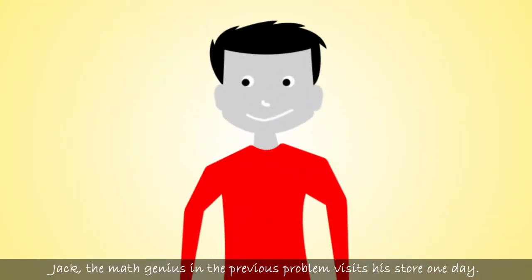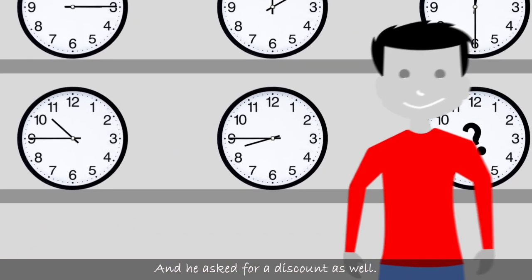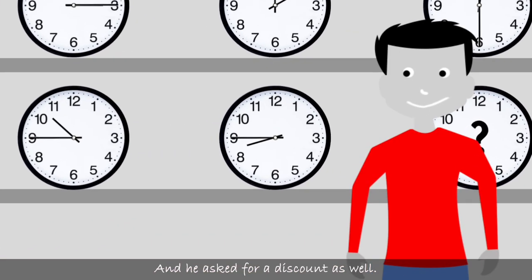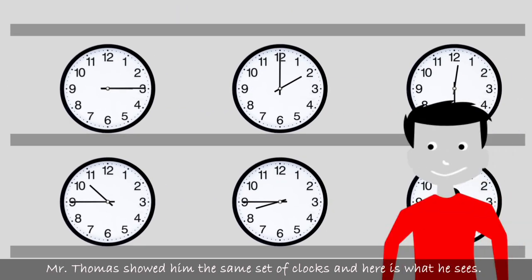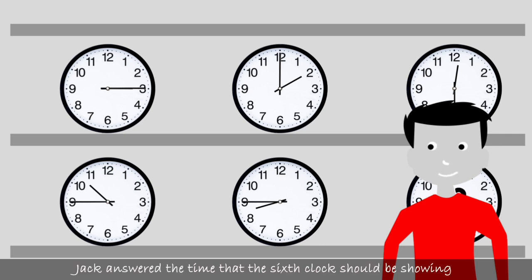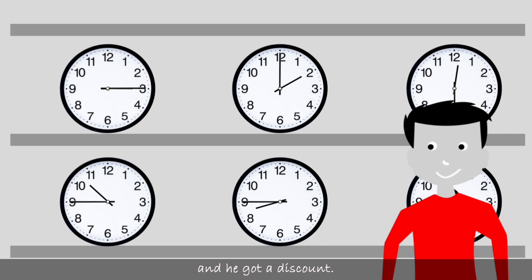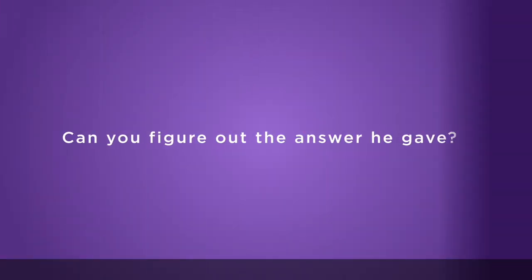Jack, the math genius in the previous problem, visits the store one day and he asked for a discount as well. Mr. Thomas showed him the same set of clocks and here is what he sees. Being a math genius, Jack answered the time that the sixth clock should be showing and he got a discount. Can you figure out the answer he gave?